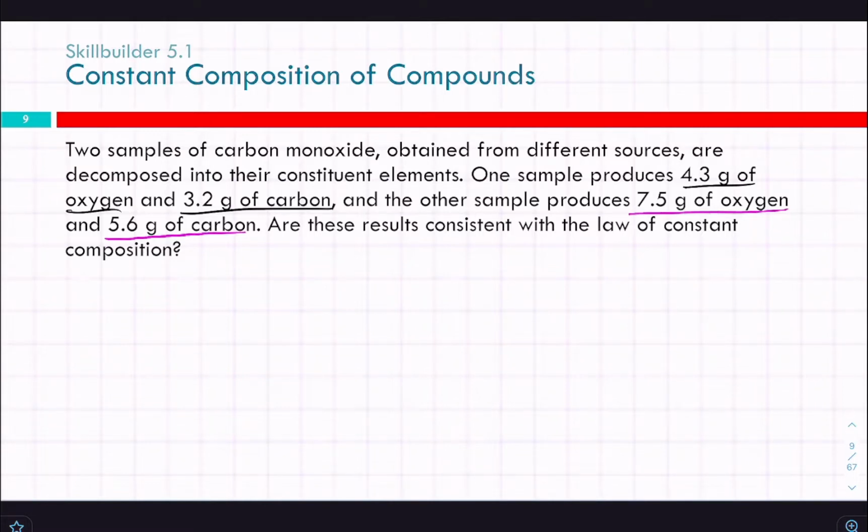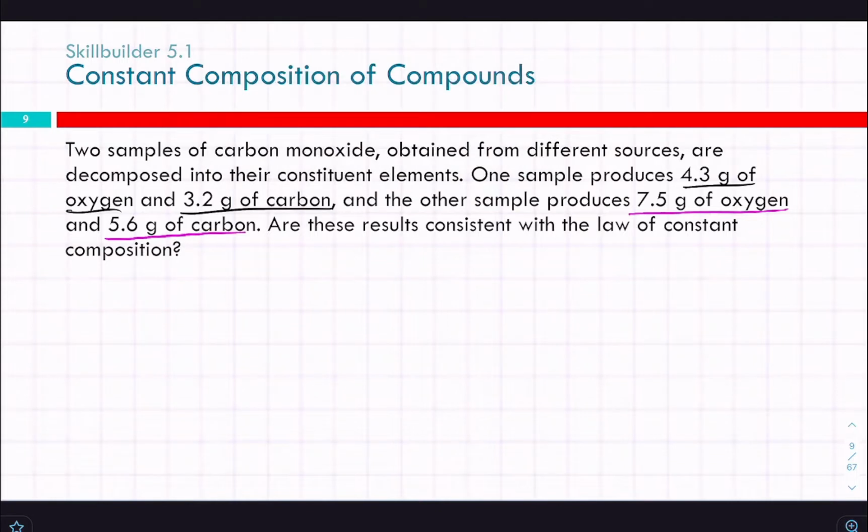So how would we determine this? Figure out the ratios for each. Yeah, we can look at the ratio of each of these samples. Just like water, that ratio should be 8 no matter where you get the water. For carbon monoxide, it should be the same.